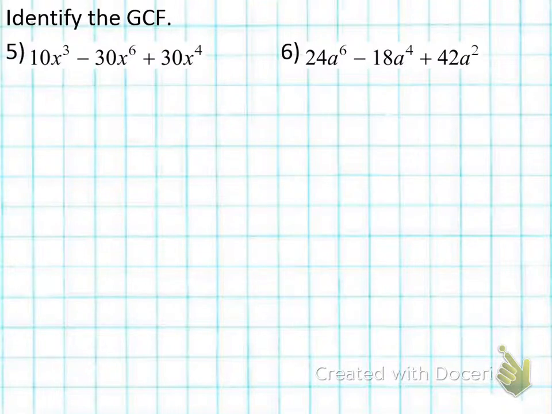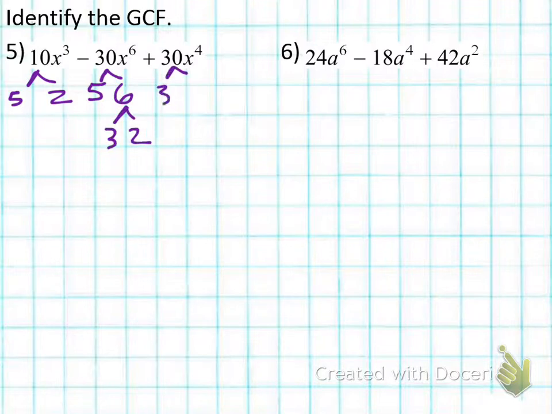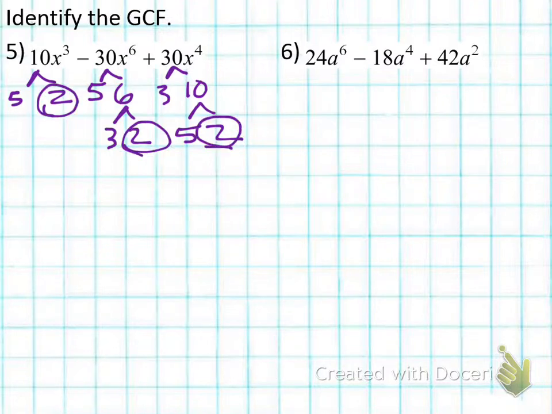Okay, next examples. Let's factor these. I get 5 times 2, 5 times 6, which goes to 3 times 2, 3 times 10, which goes to 5 and 2. I notice they all have a 2 in common, but they also all have a 5 in common. Okay, that means they all have 2 times 5 in their factorings. We call this the prime factorization, actually, when we go all the way down. So they all have 2 times 5, which means they really all have a 10.